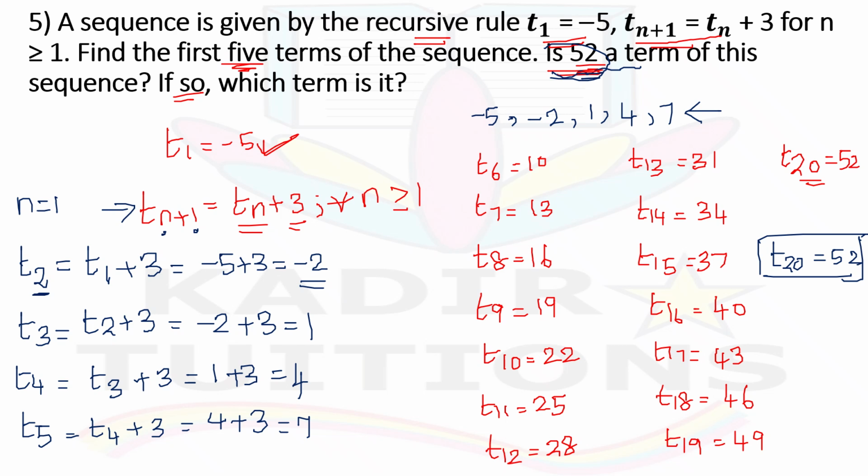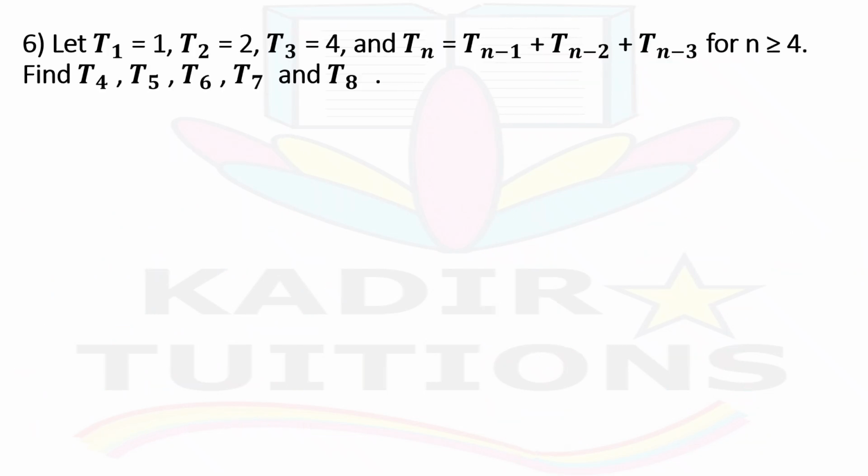Let's move on to the last problem of this exercise. Let T1 equal 1, T2 equal 2, T3 equal 4, and Tn equal to Tn minus 1 plus Tn minus 2 plus Tn minus 3 for n greater than or equal to 4. Then we need to find the values from T4 to T8. What is given? T1 is 1, T2 is 2, T3 is 4. Now in order to find T4, we are going to use this formula.